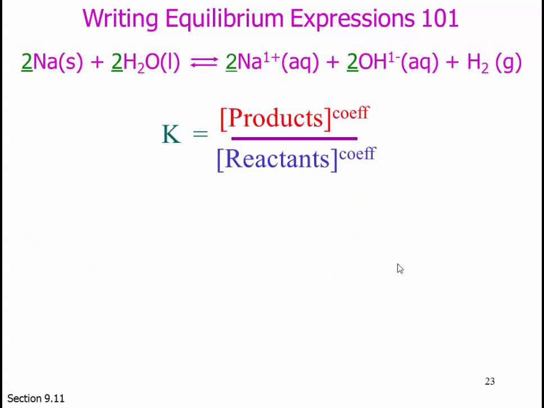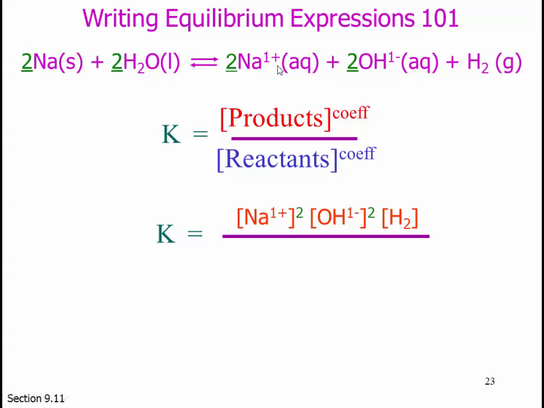So for this reaction shown, if I were to write the equilibrium expression, it would be products over reactants, but only including the aqueous and gaseous materials. So, for the products, it's fine to include sodium 1 plus and square it because the coefficient in front of the sodium is 2. It's fine to include hydroxide and square it because a coefficient of 2 is in front of the hydroxide. And it's fine to include H2 to the first power, either as a concentration or as a pressure.